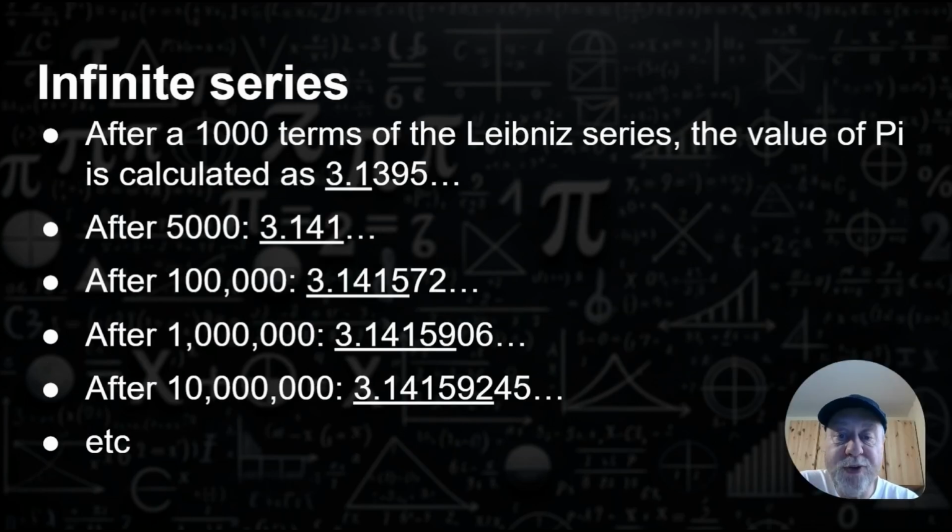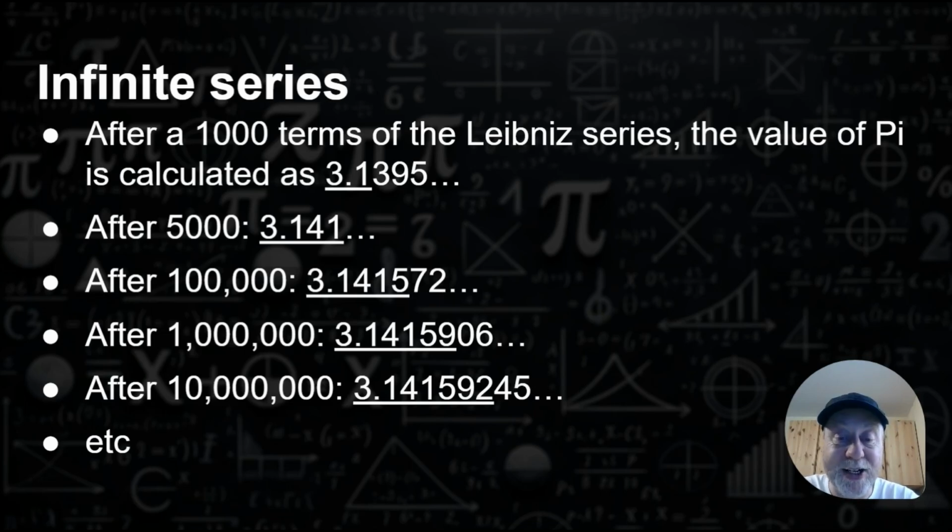So we can see here after 1,000 terms, so 3, 5, 7, 9, just keep going for 1,000 of them, then this series will calculate pi to be 3.1395. So obviously, you could round that up to 3.14, but it's not quite there yet. So 1,000 terms gives you something close to 3.14, but not there. After 5,000 terms, you get 3.141, so that's good. After 100,000 terms, you get 3.1415, so that's good.